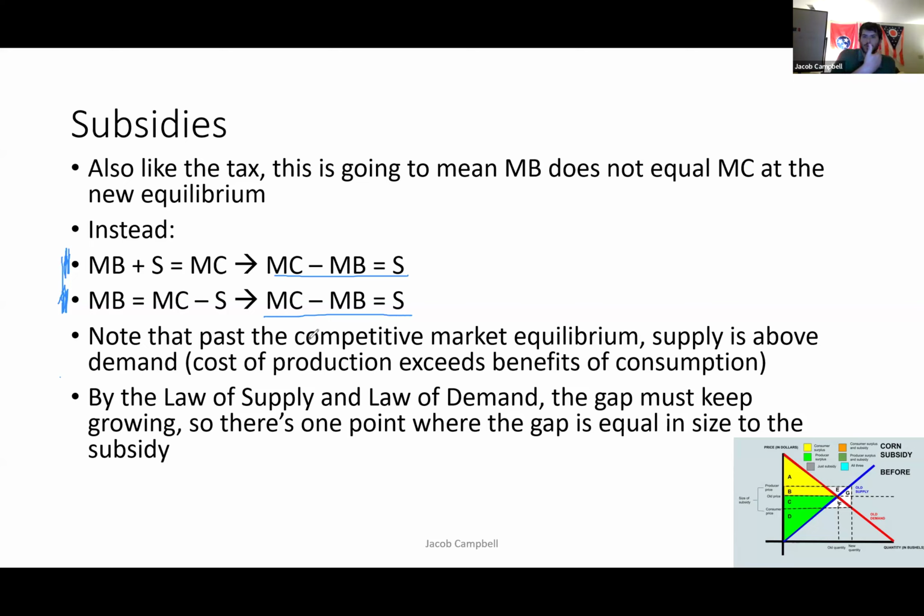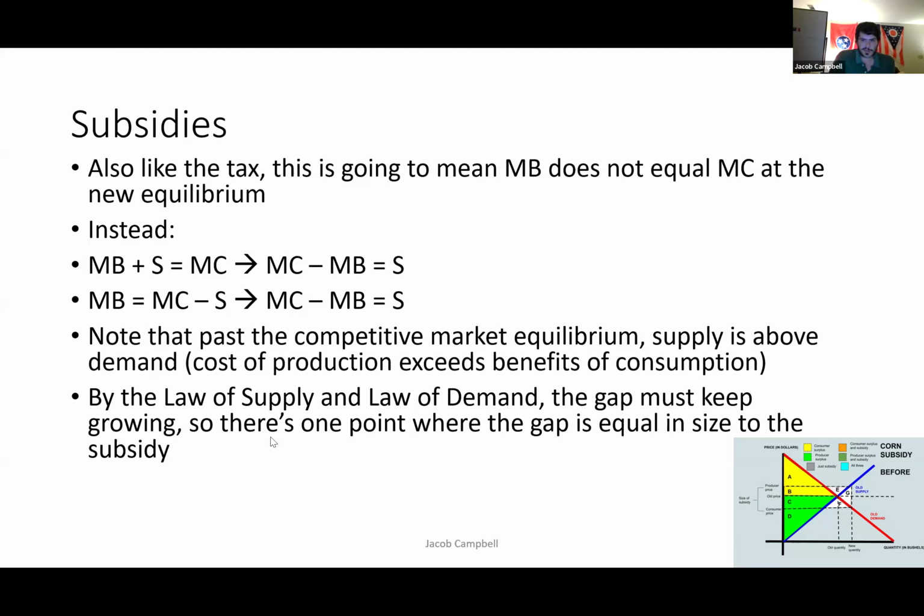Now remember, when I showed this to you for taxes, demand is higher than supply when we're talking about quantities below equilibrium. Well, after you move beyond that equilibrium, it flips, right? If the quantity is going to be above the equilibrium, then the marginal cost, the supply, is going to be higher than the marginal benefits, the demand. And so the gap begins to widen. As you increase quantity from 0, it falls until you get to equilibrium where it's 0, and then it starts to increase. It widens. And since it's constantly widening, there's only going to be one gap equal in size to the subsidy.